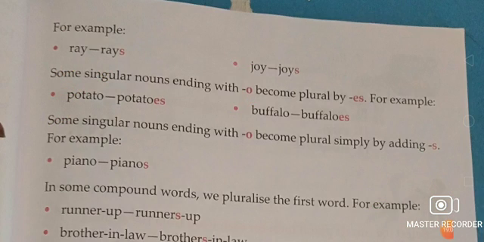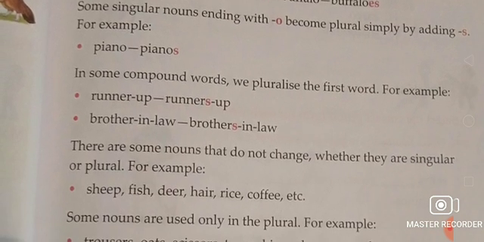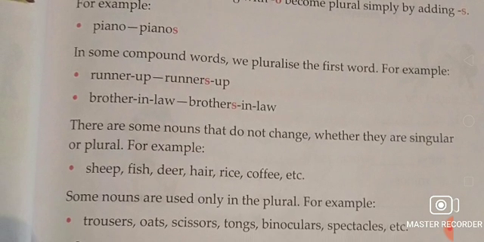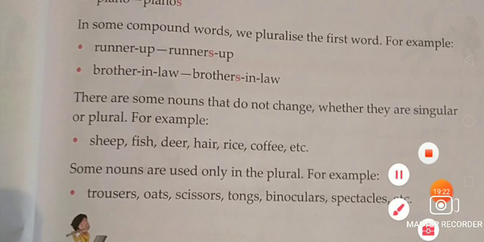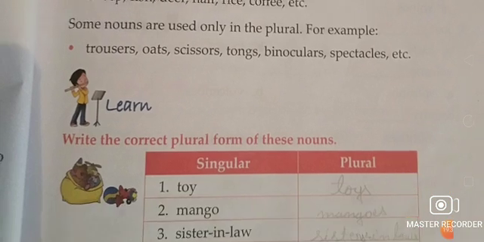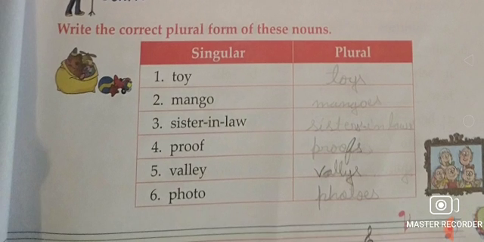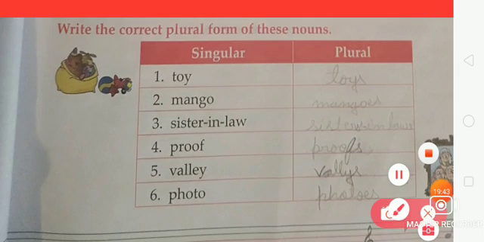In some compound words, the first word changes. For example, runner-up, so it will be runner-ups. Next is brother-in-law, so it will be brothers-in-law. There are some nouns that do not change whether they are singular or plural. For example, sheep, fish, deer, hare, rice, coffee, etc. Some nouns are used only in the plural. For example, trousers, odds, seizures, tongs, etc.